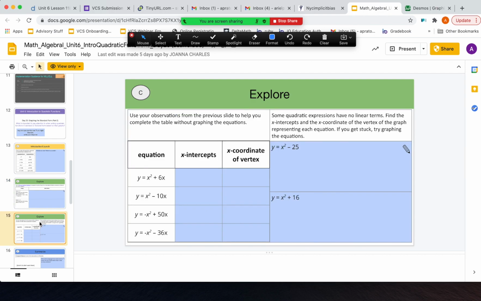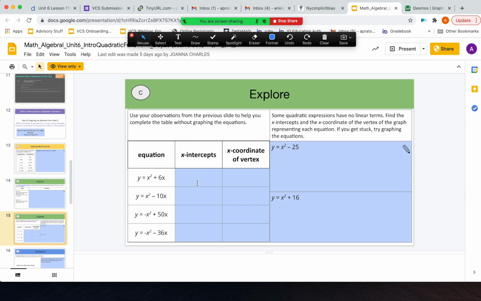After completing this section, you're going to come to slide C, where you're using the observations that we just talked about to help you complete this table without graphing. So think to yourself, do you know at least one of the x-intercepts? When you have x squared plus bx or x squared minus bx, what do you know one of the x-intercepts will always be? Can you figure out the other one? Pay attention to whether the first term has a negative coefficient to help you figure out the other one.